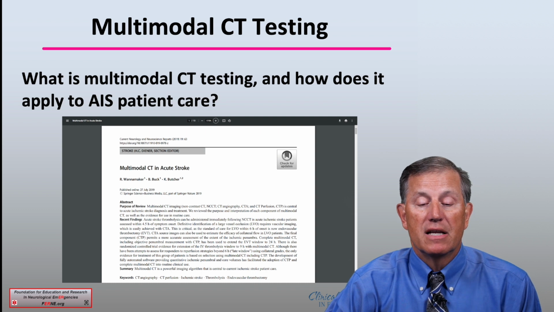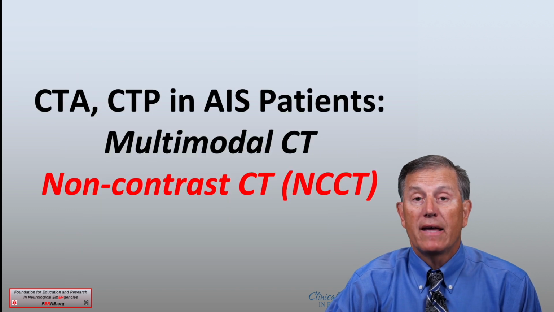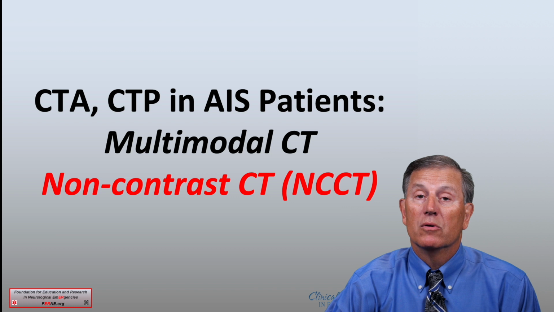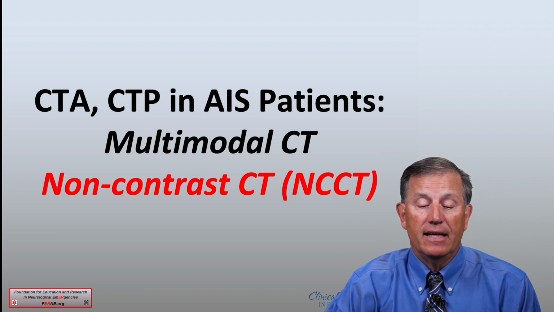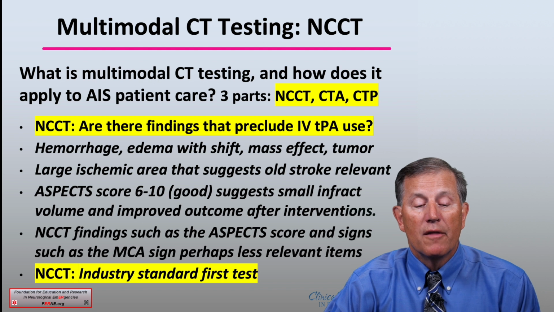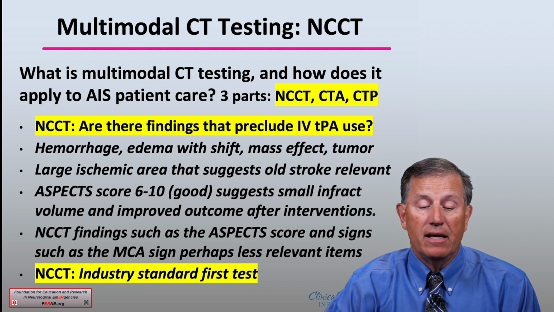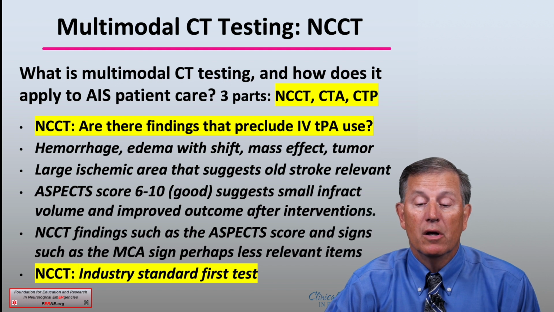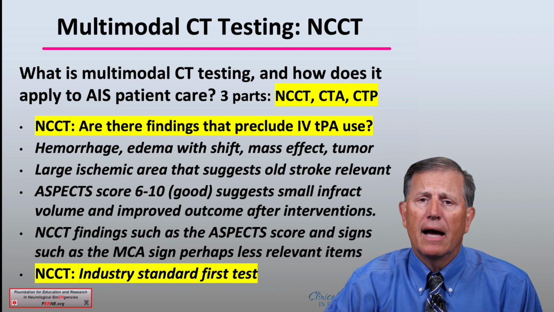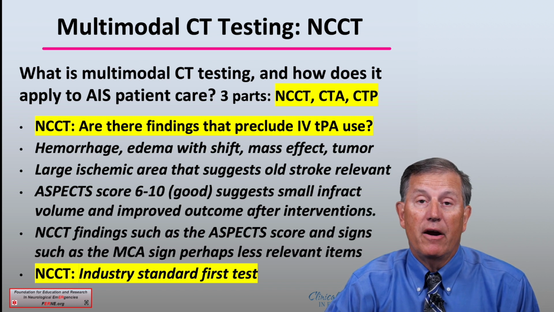The publication listed here discusses the elements of multimodal CT testing. The first is a non-contrast CT. So the first part is to say, on the non-contrast CT, are there findings that preclude the use of IV TPA or other thrombolytic therapies? In other words, are there areas of hemorrhage, edema with shift, mass effect, or tumor?